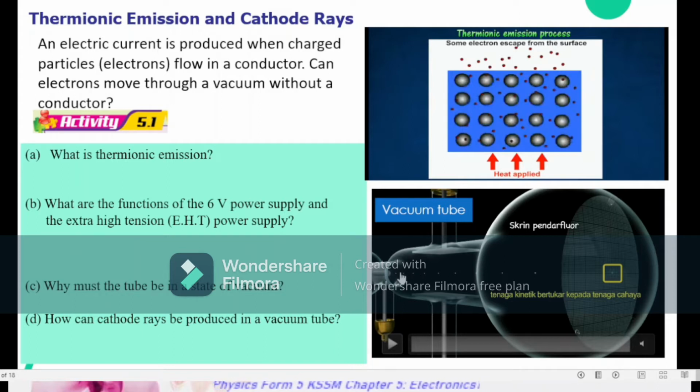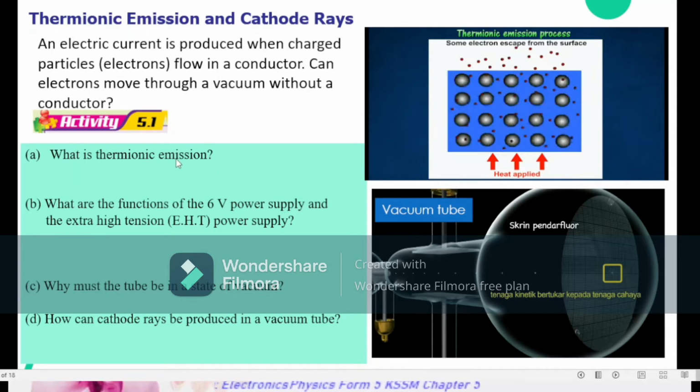The beam of electrons now travels in the vacuum region here. Once the beam of electrons hits the screen, some of the kinetic energy of the electrons will be converted to light energy, or we call it the fluorescence effect. The electrons that are released in the form of a beam of electrons at higher speed, we call cathode rays.